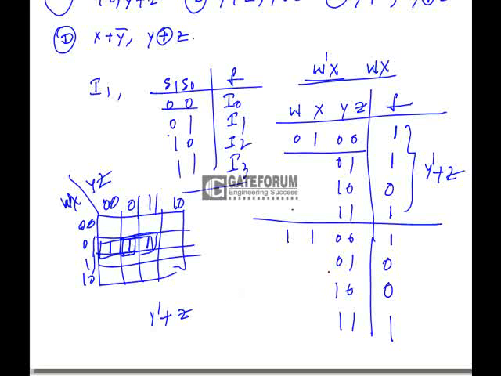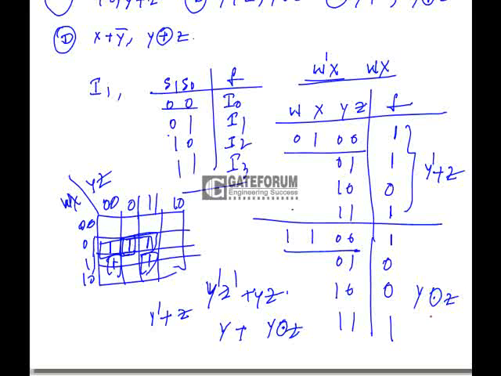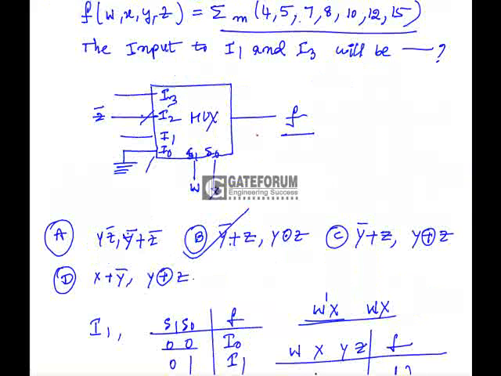I3, what is the value? 1100 is this, and 1111 last, this is this. So this one and this one, if you fix this, X, Y dash Z dash plus YZ, that means it is exclusive NOR, that is Y exclusive NOR Z. So I3 should be Y exclusive NOR Z, and I1 should be Y dash plus Z. So it will be option B. Then only we will get this simplified format equivalent to F.